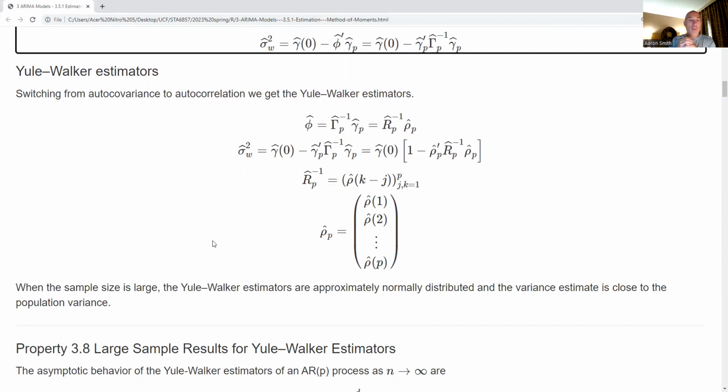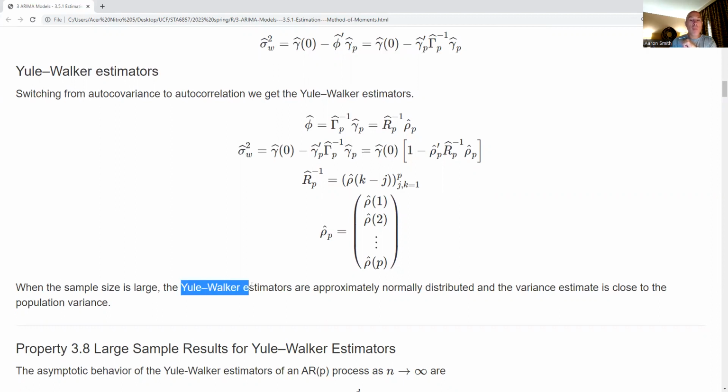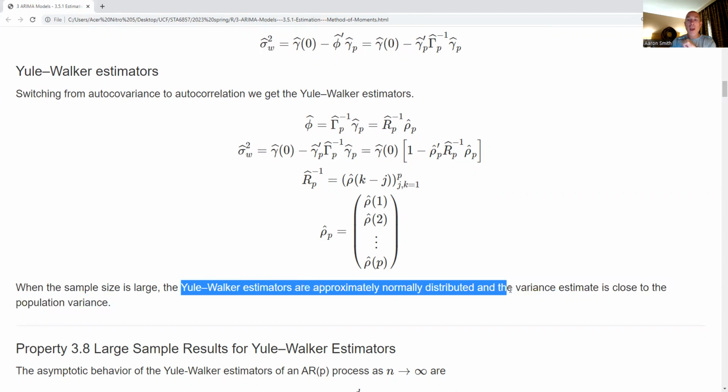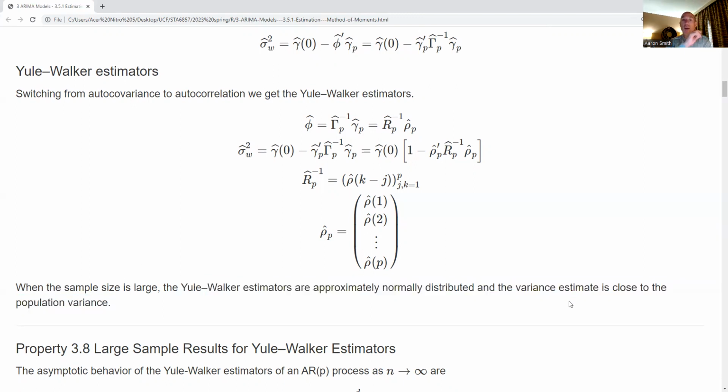So now, when the sample size is large, the Yule Walker estimators are going to be approximately normally distributed, and the variance estimate is going to be close to the population variance. Now, something that I forgot to mention earlier is that when I get wonky values out for method of moments, I usually have a small sample size, or I have a poor model for my data for the situation I'm dealing with.